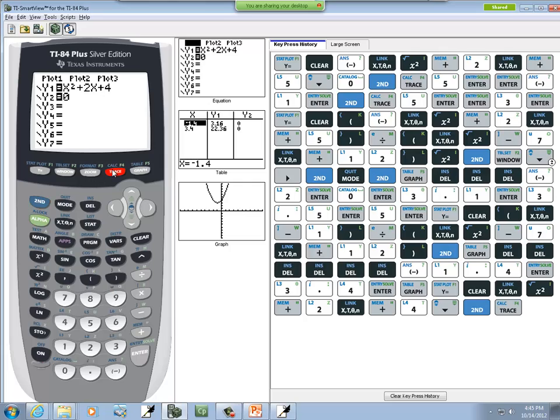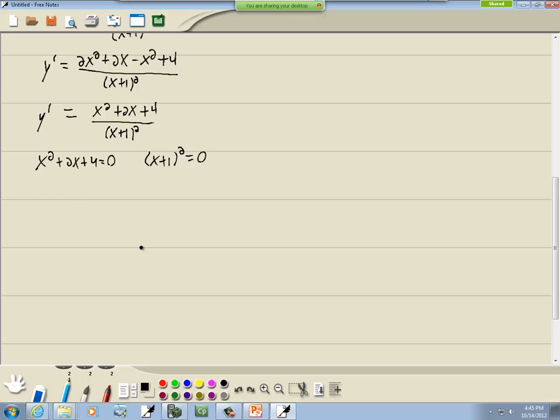Now we do second trace and choose intersect. Our answer is where it crosses the x-axis. Well, it doesn't cross the x-axis, does it? Which means this one doesn't have any answers. We'd come up with imaginary numbers if we did the quadratic formula. So we'll just look at the other one. Again, if you have parentheses to a power, you drop the power, assuming you have it equal to 0. And we'd get x is equal to -1. So that's our critical value.